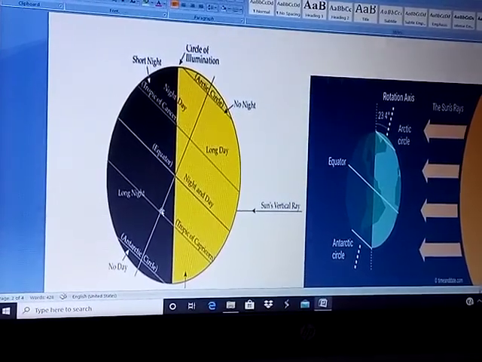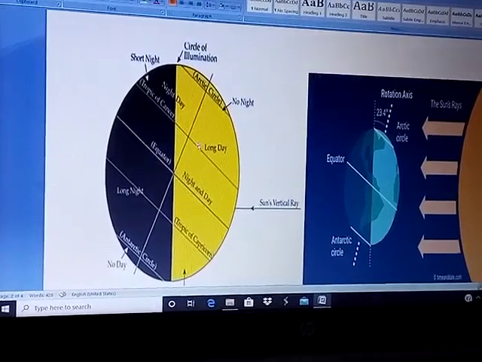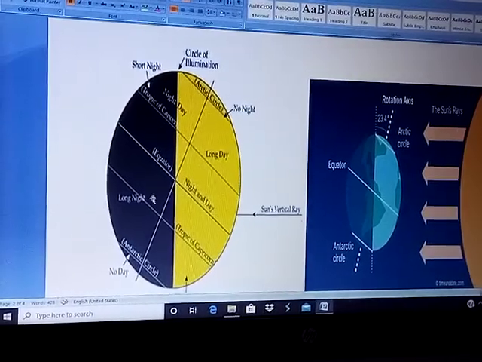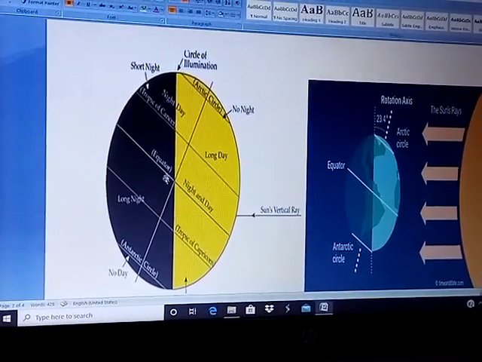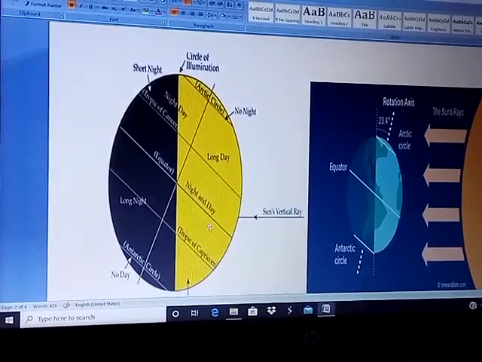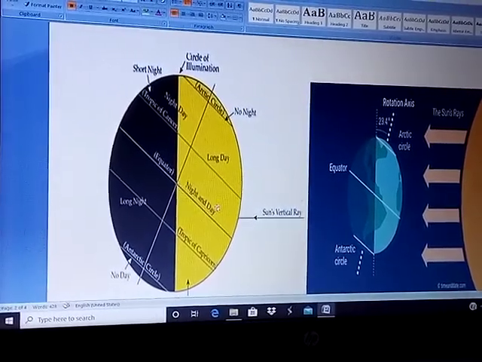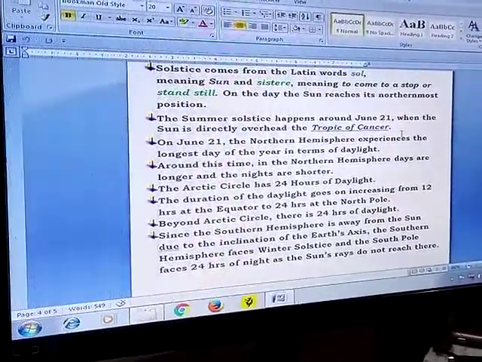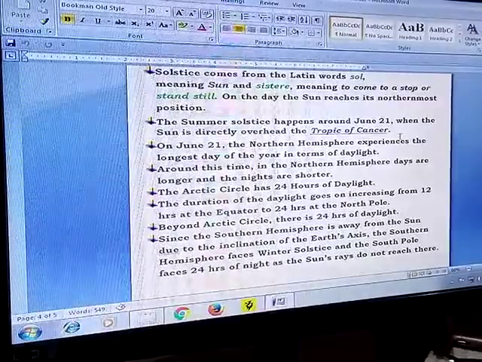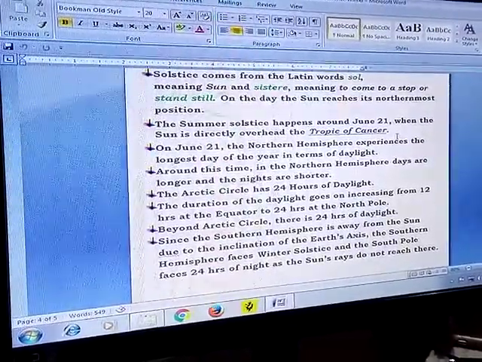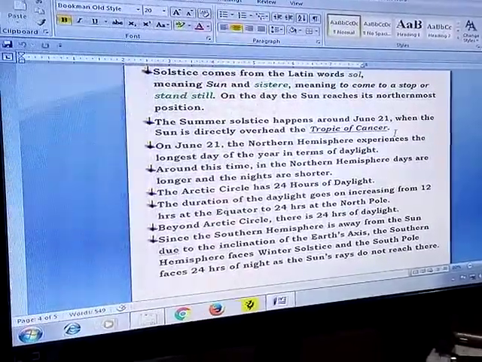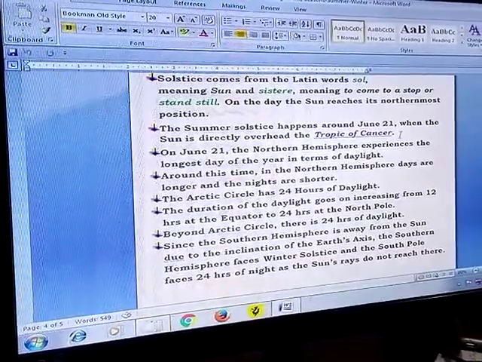The sun's apparent movement never goes beyond the tropics. It's limited between the Tropic of Cancer and the Tropic of Capricorn, and that's why it passes over the equator twice a year. The summer solstice happens around 21st June. Why do I say around? Because sometimes it happens on 20th of June, some years on 21st of June, and some years on 22nd of June. That's why I say it is around 21st of June.